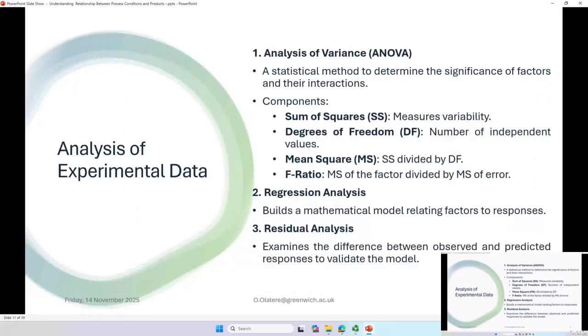Now, analysis of the data. There are different things we can use in the analysis of data. We have ANOVA. I think some of you are familiar with ANOVA, but ANOVA is more than what you think. Then we have sum of squares, degrees of freedom, mean squares, F ratio, regression analysis, residual analysis.